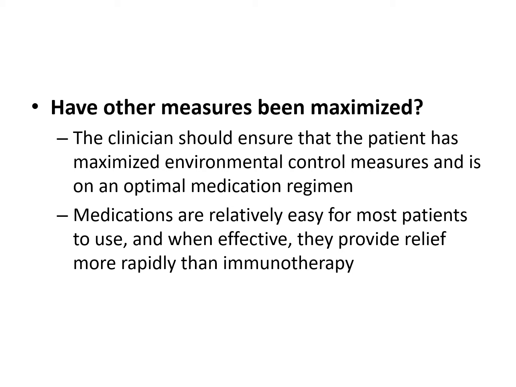Next, confirm, have other measures been maximized? The clinician should ensure that the patient has maximized environmental control measures and is on an optimal medication regimen. This is because medications are relatively easy for most patients to use, and when effective, they provide relief more rapidly than immunotherapy. So if the disease can be controlled by simple medicines itself, that is preferable to taking a long course of immunotherapy. Only once the option of medication has been exhausted and the patient is not responding, then proceed with immunotherapy.